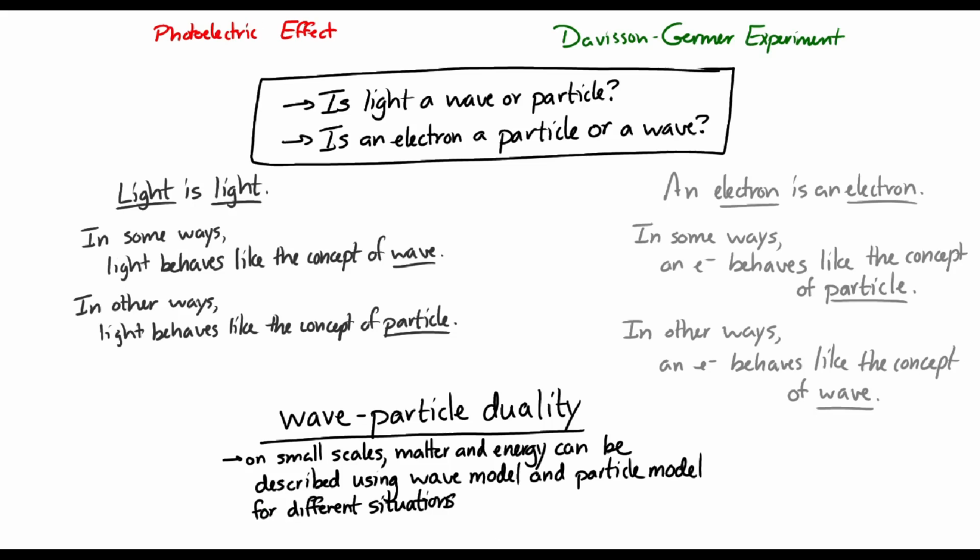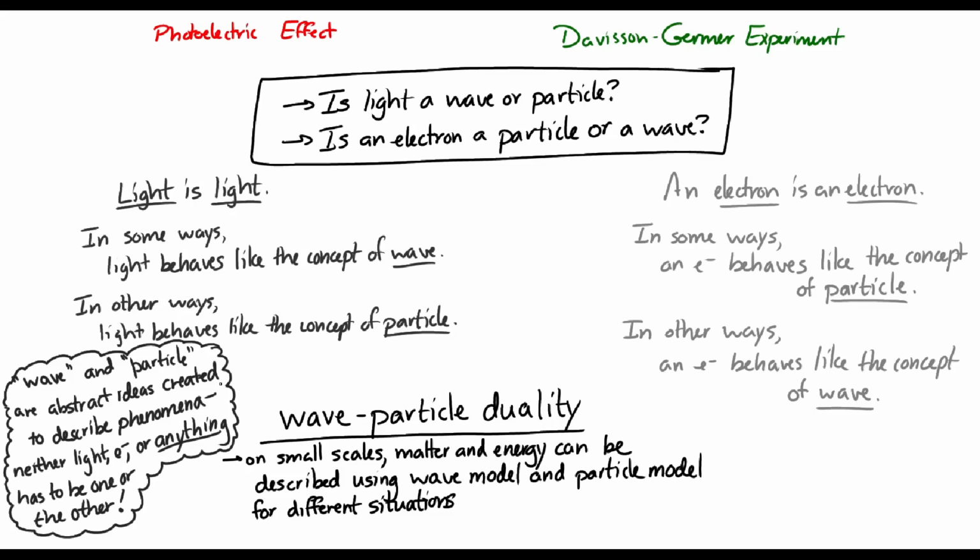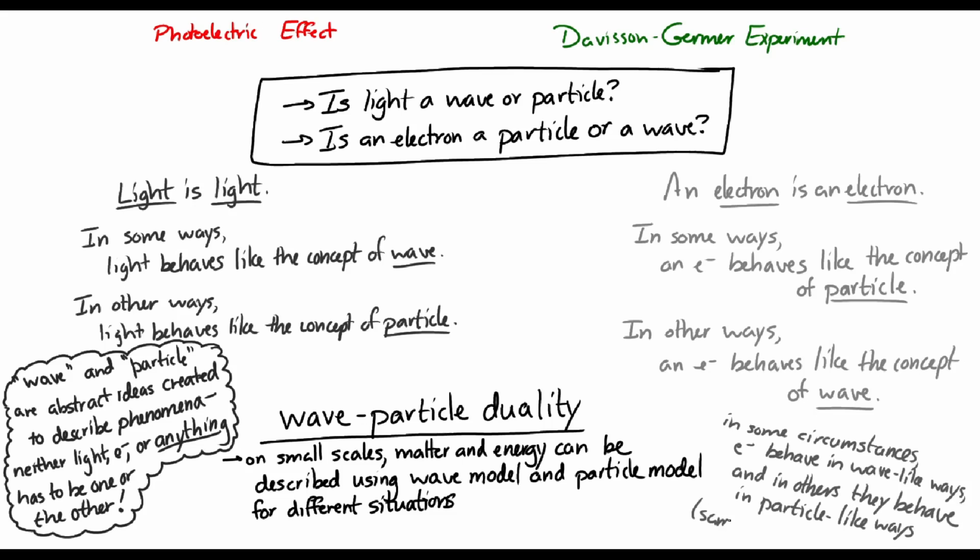The concept of the wave and the concept of the particle are abstract ideas that are created by scientists to describe phenomena. Neither light nor electrons or any other matter has to be one or the other. It doesn't have to pick a side to be a wave or a particle. In some circumstances, electrons behave in wave-like ways, and in other circumstances they behave in particle-like ways. And same for light. That's the idea behind wave-particle duality.